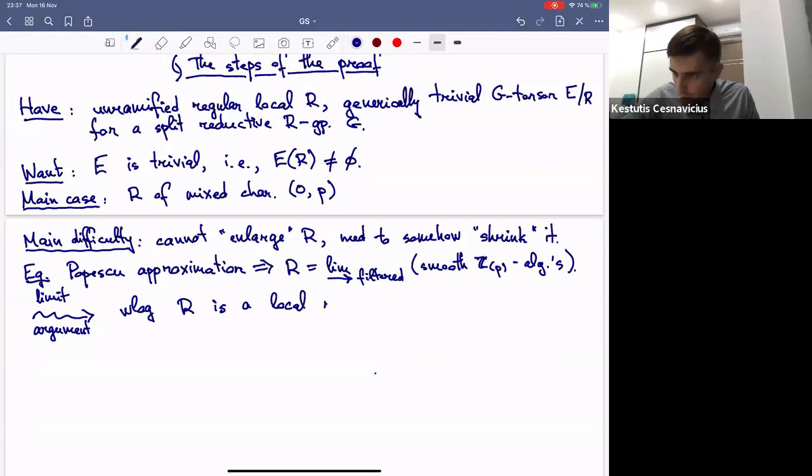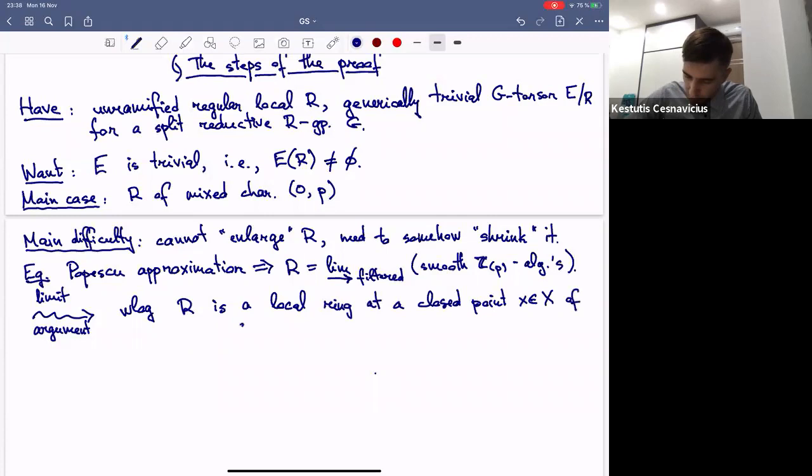R is a local ring at a closed point, but in fact there's not so much loss of generality, that's even at the closed point x, of a smooth affine, even connected, say, scheme X, so that it's Spec of some regular connected domain localized at p.